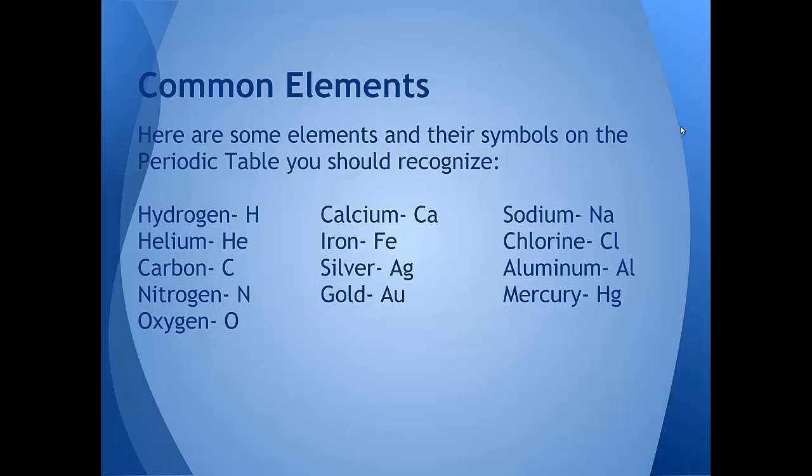Here are some common elements and their symbols on the periodic table that you should recognize. I'm not going to read through those. You can see them there, but those are some you just want to become familiar with. A few exceptions. Most of them are the first letter: hydrogen, helium, carbon. A few exceptions because the name of that element in a different language is what was used to pick the symbols. So for instance, iron, Fe, comes from the word ferrous. Silver, Ag, gold, Au, sodium, Na, and mercury, Hg. A few exceptions there. Of course, there are more, but these are some of the basic elements you should recognize.